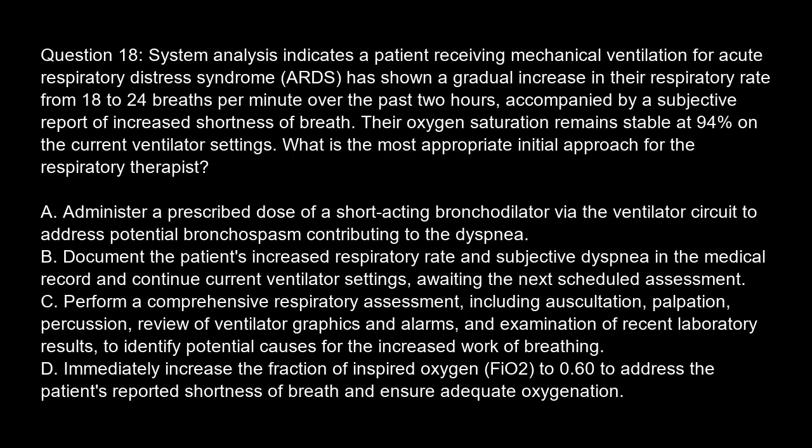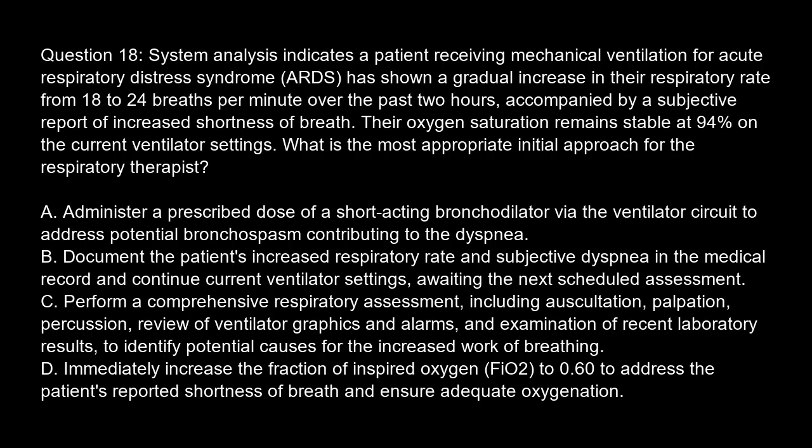Question 18. A patient receiving mechanical ventilation for acute respiratory distress syndrome, ARDS, has shown a gradual increase in their respiratory rate from 18 to 24 breaths per minute over the past 2 hours, accompanied by a subjective report of increased shortness of breath. Their oxygen saturation remains stable at 94% on the current ventilator settings. What is the most appropriate initial approach for the respiratory therapist?